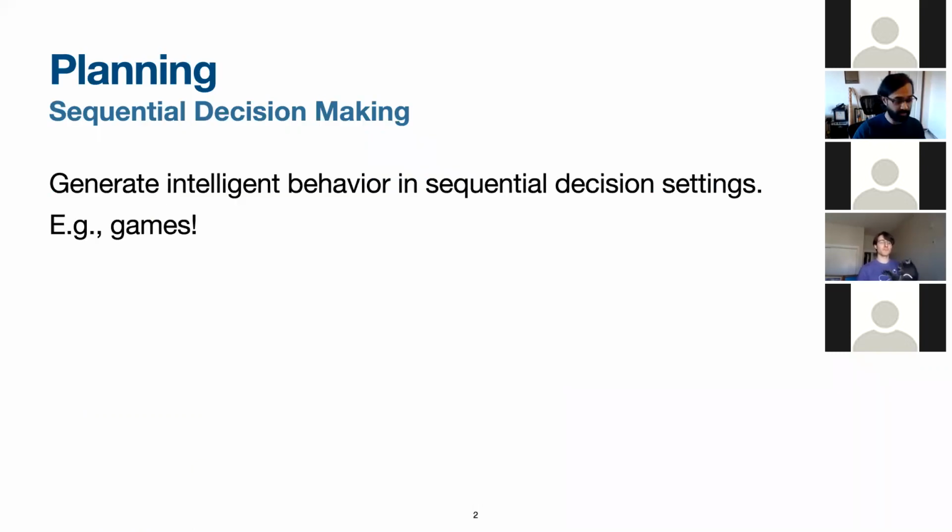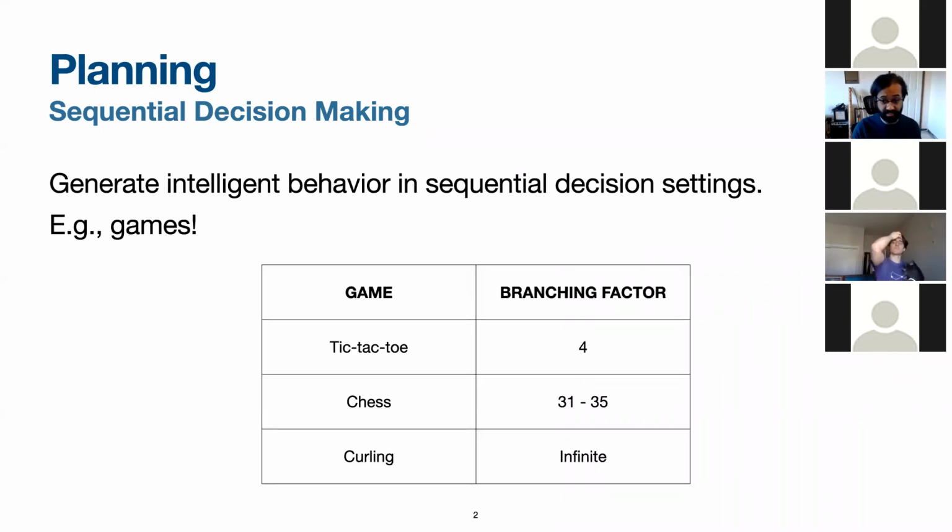One of the ultimate goals of artificial intelligence research is to develop AI agents that mimic general intelligence in sequential decision settings, such as games. This is relatively easy to do in smaller situations, such as games like tic-tac-toe, where the computers can enumerate all sequences of decisions in order to find the best action to take. But this becomes prohibitively harder in larger games like chess, which has around at most 35 actions on average per turn. And it's even more difficult in a game like curling, which has an infinite set of actions to choose from at each turn.